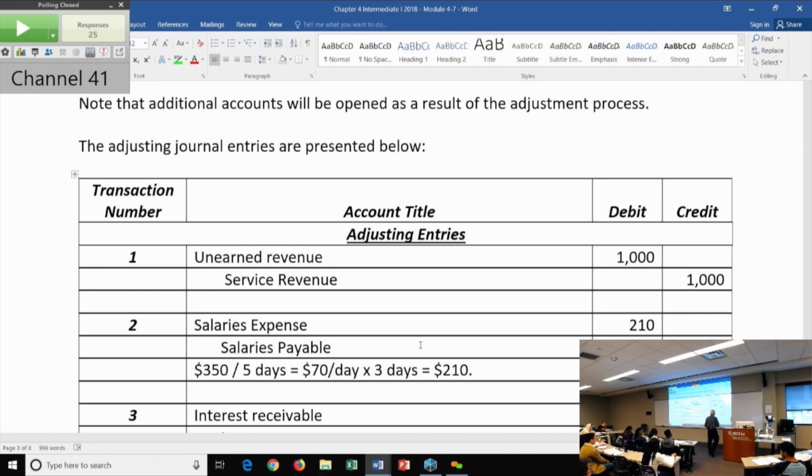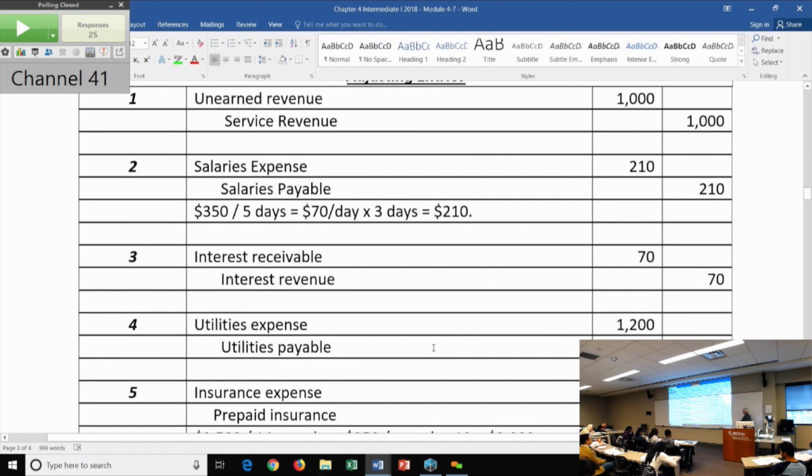The interest, again, as I said, is 70, not 700. We gave you the number, you just debit the interest receivable, credit the interest revenue for 70. Utilities were given, so you debit utility expense, credit utility payable for 1,200.